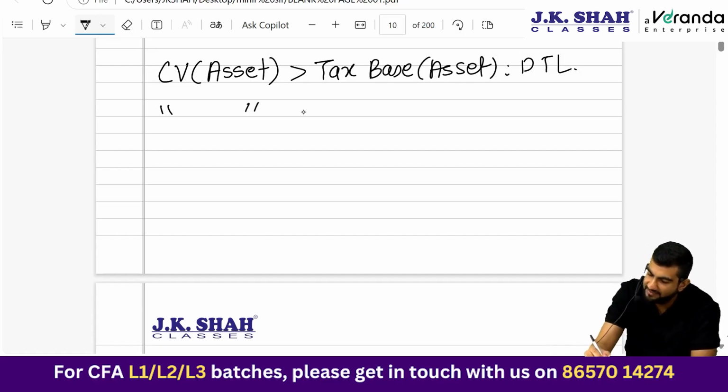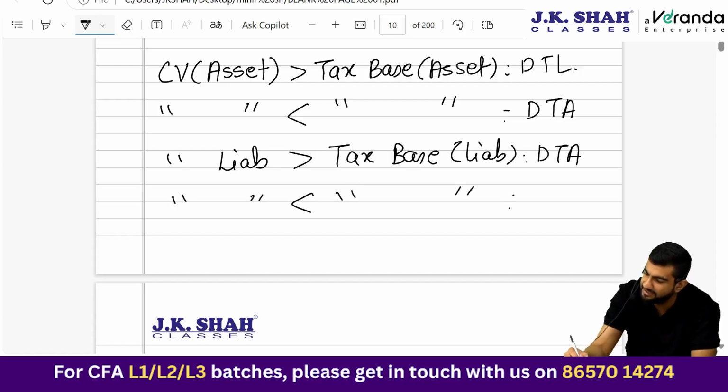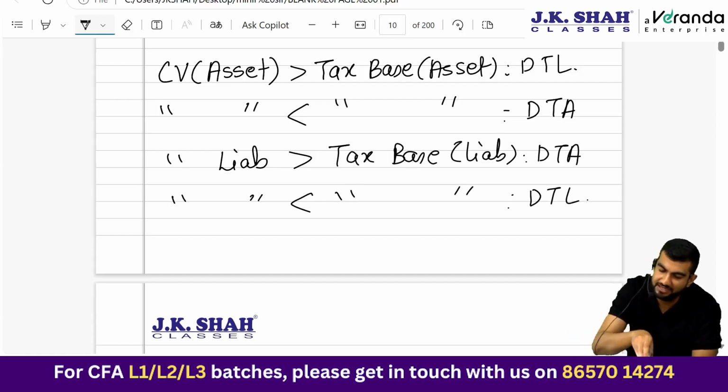The moment you remember this, the rest three are free for you. Carrying value of asset whenever is less than tax base of the asset, it results in DTA. Whenever carrying value of liability exceeds tax base of liability, it will create a DTA. And finally, when carrying value of liability is less than tax base of liability, it results in DTL. Please be very careful about this.